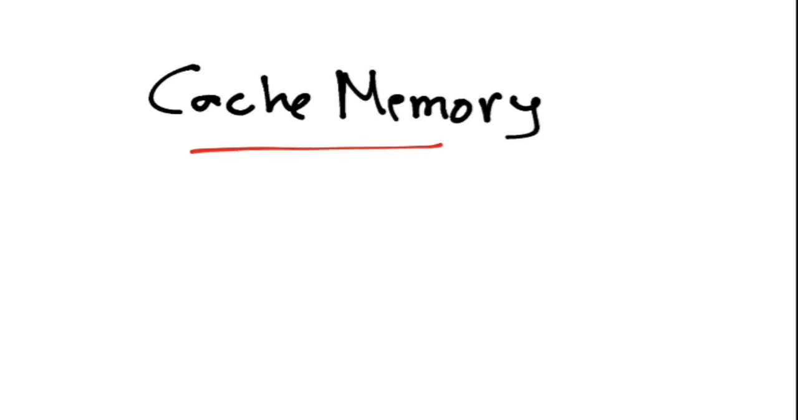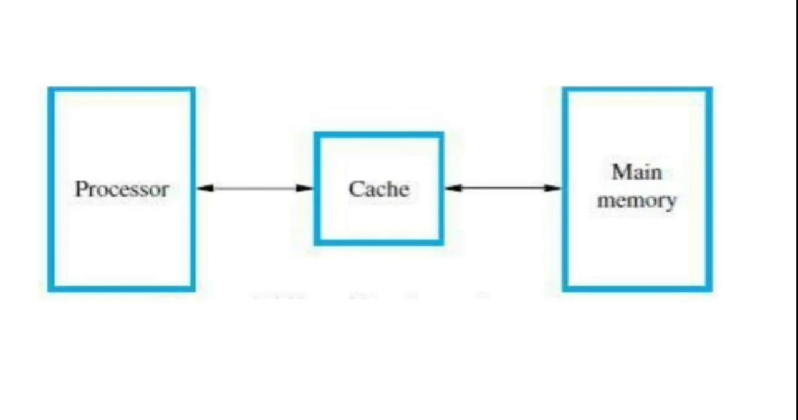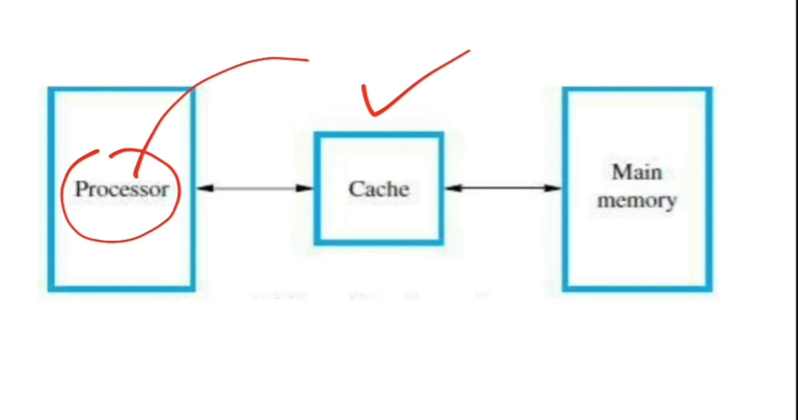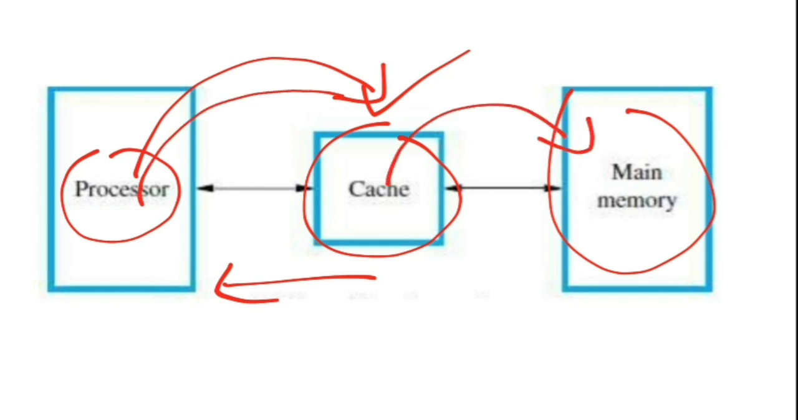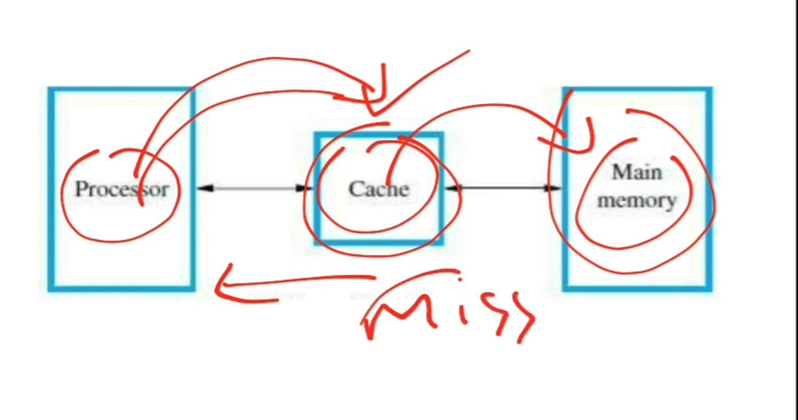Cache memory is a memory between the processor and the main memory. What it does is, the most frequently accessed data will be present in the cache, so the processor can get the data directly from the cache and it need not search the main memory again and again. That will save a lot of time for the processor. But on the other hand, if there is no data in the cache which the processor needs, then in that case the cache will find the data from the main memory, and that is known as a miss. If there is no data in the cache which the processor needs, that is known as a miss. If there is data, that is known as a hit.